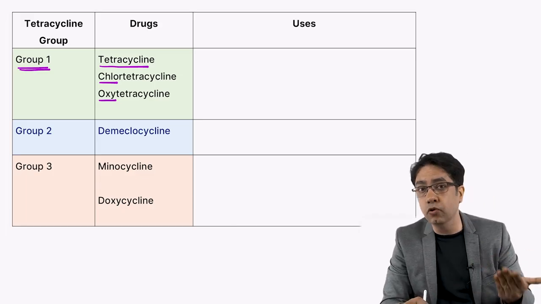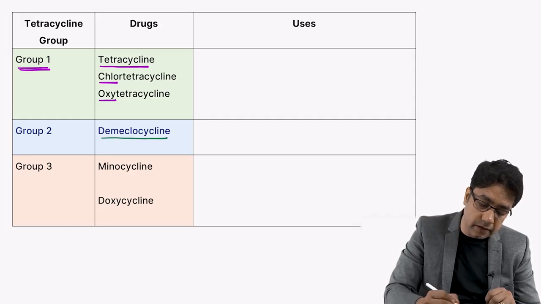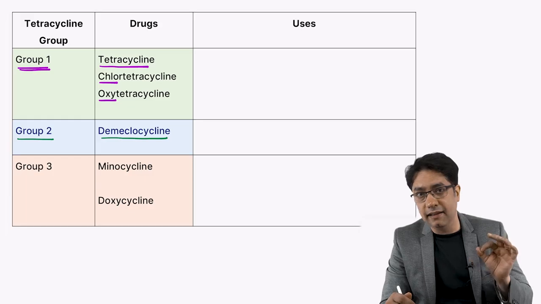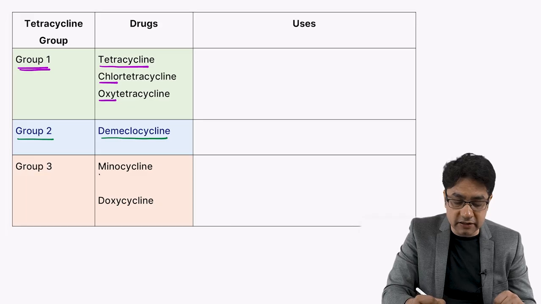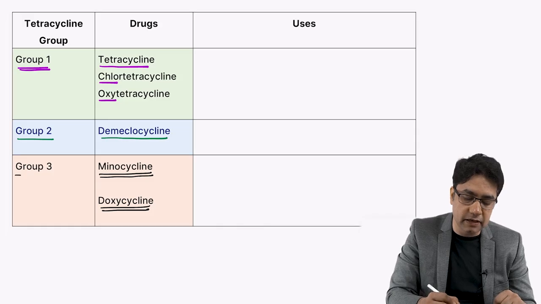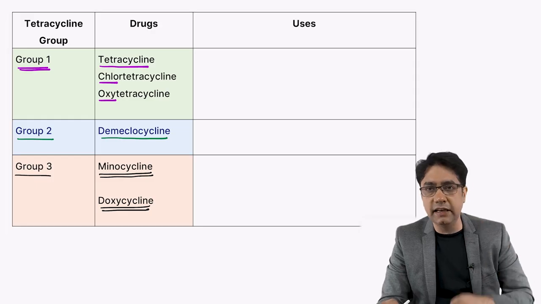Then we made newer drugs. After that, we made demeclocycline. It is under group 2. And lastly, we made two very important drugs which we are using very commonly nowadays, minocycline and doxycycline. These are the group 3 or newer tetracyclines. So let's see their uses.